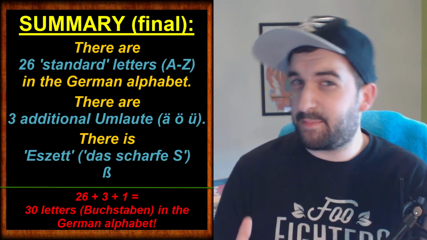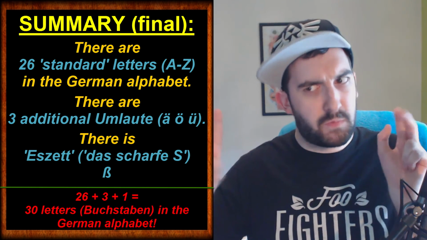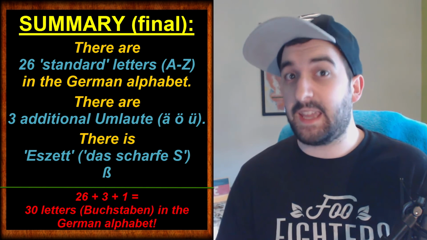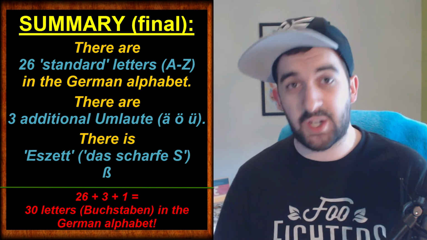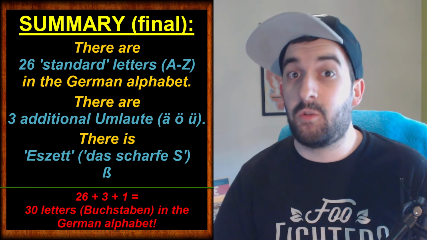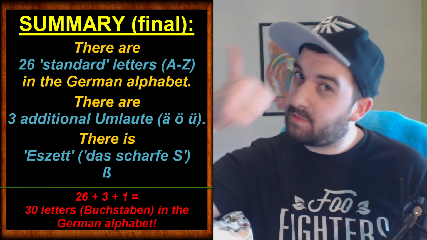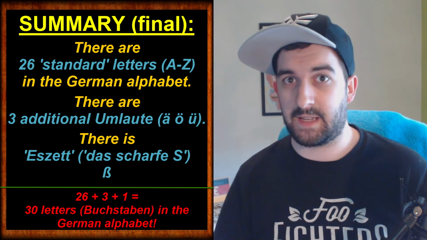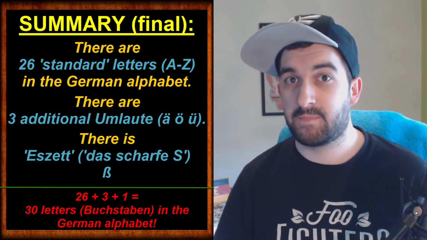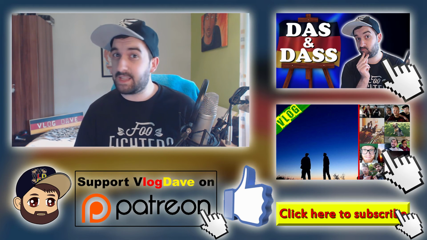So to sum things up real quick, we have 26 ordinary, standard German letters, which are the same in the English alphabet, in the English language. The German alphabet also features 3 additional Umlaute, Ä, Ö and Ü, and one more special letter, which is das scharfe S or Eszett. Alright, this was my German lesson about the German alphabet.